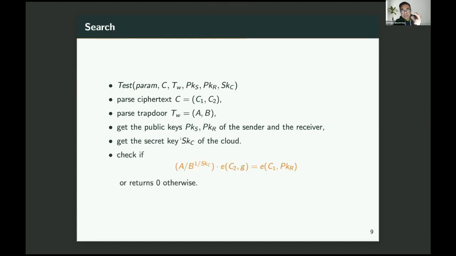And what the cloud algorithm will do is simple. The cloud algorithm will check this equality. It will simply check whether the left-hand side of this expression is the same as the right-hand side. If yes, then it will say that there's a match, the search is positive, otherwise it will say 0.